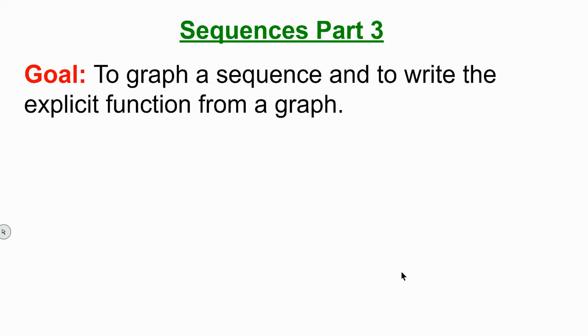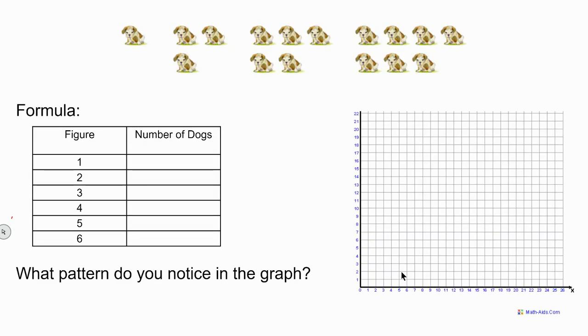This video is part 3 on sequences for Algebra 1. So let's jump right into a problem. Let's review the dogs again. When we were coming up with the dogs, what we were looking at were the number of dogs in each picture. So I'm going to make a table real quick.